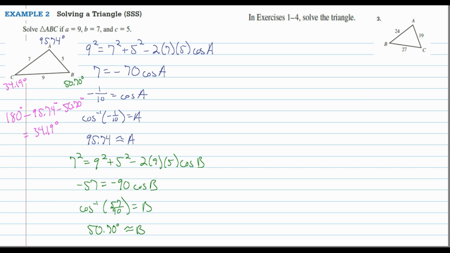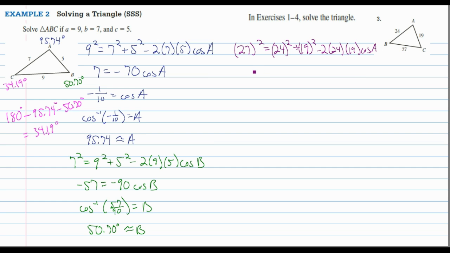On the now try problem number 3, again we have a side, side, side situation. So I'm just going to pick a random angle to start with. I'm going to start with angle A. I could have started with B, could have started with C, it doesn't matter. But I'm going to try and find angle A first, which means side A has to be out in front. So I have 27 squared equals 24 squared plus 19 squared minus 2 times 24 times 19 cosine of, again, angle A is what I'm looking for.